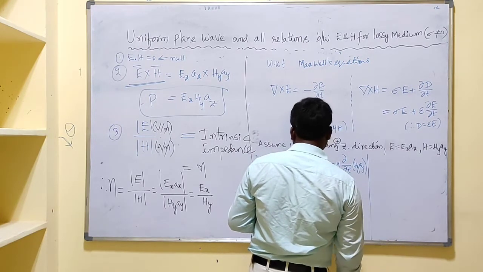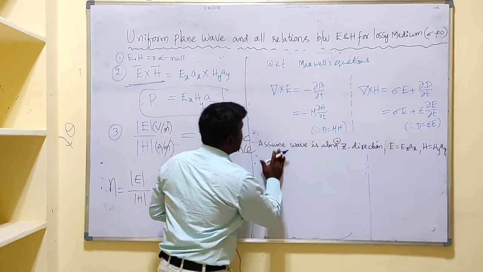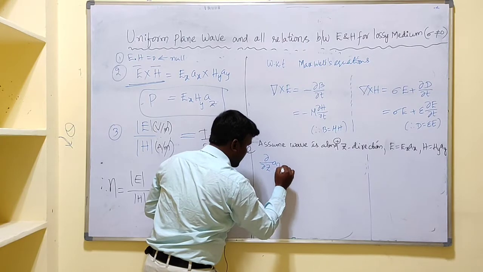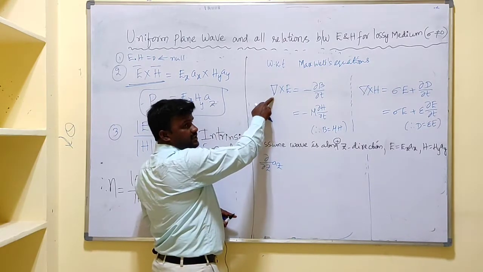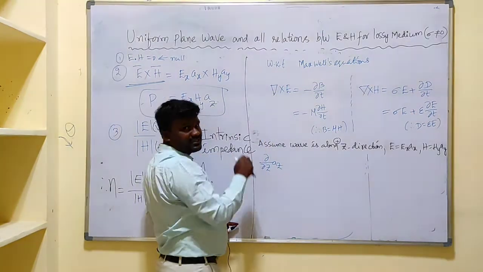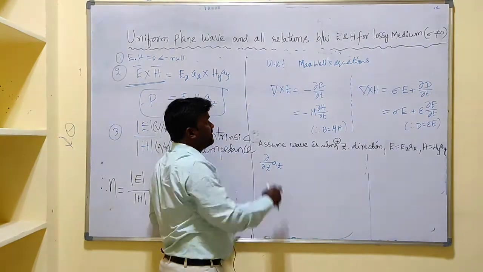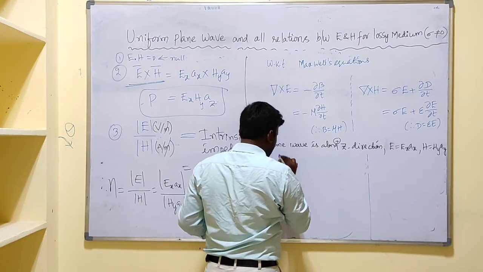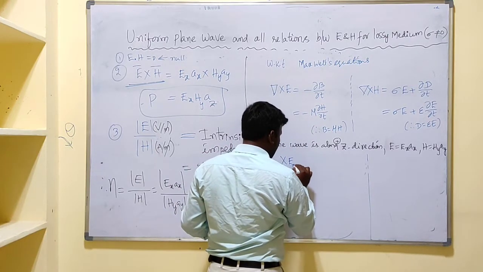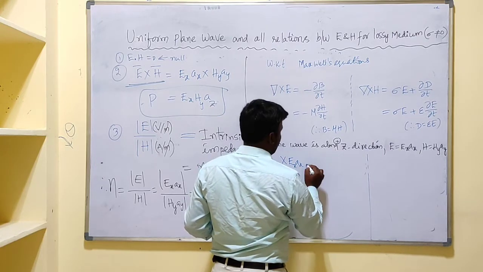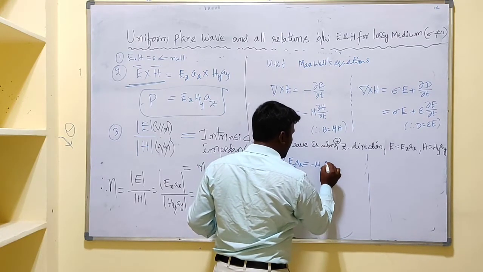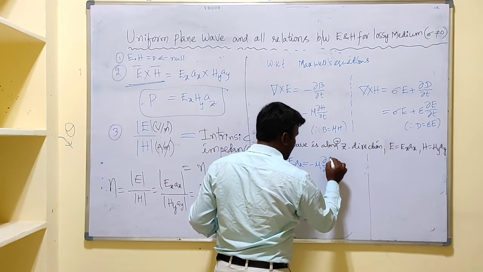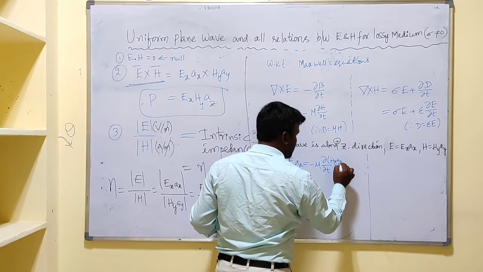And next, what about this? I will write this one again here: del can be written as ∂/∂z az, since the wave is traveling along the z direction. Basically, the expression for del is ∂/∂x ax plus ∂/∂y ay plus ∂/∂z az, that is the gradient. Next, the cross product with E, taken along the x direction, is Ex ax, equal to minus mu into ∂/∂t of H, which is taken as Hy ay.